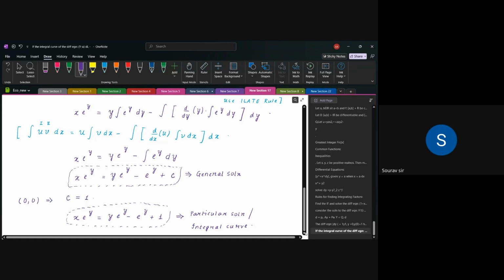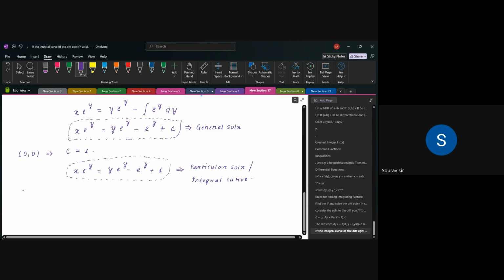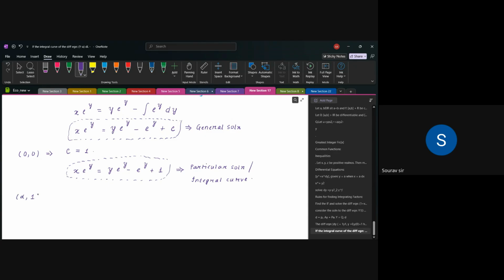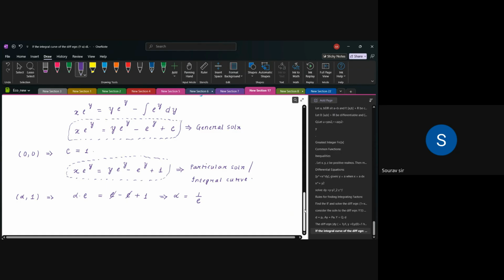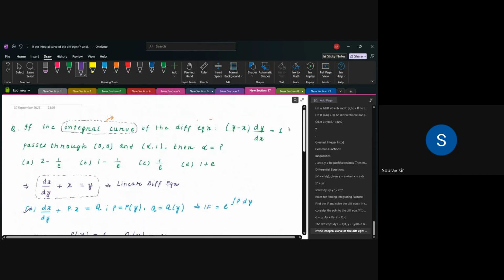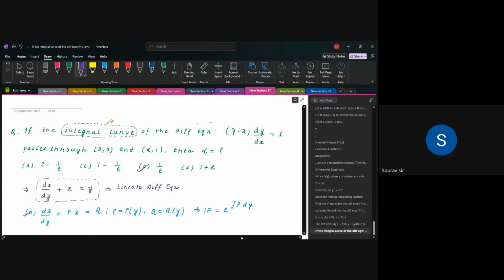Okay. Now the point alpha comma 1 is also lying on this curve. So it will satisfy the equation. So this will be alpha times e raised to the power 1, which is e, is equals to 1 into e minus e plus 1. So what is your alpha? 1 upon e. So which option is matching? It is option C, right?